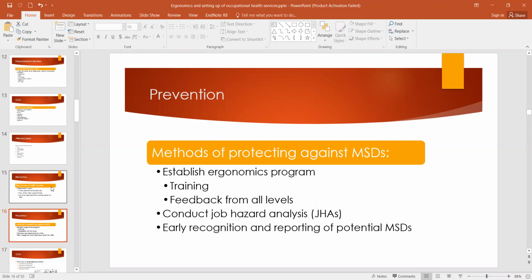There are different methods of prevention of these musculoskeletal disorders. Establish an ergonomics program, training of the workers, feedback from all levels of the organization, conduct job hazard analysis, and early recognition and reporting of potential musculoskeletal disorders.